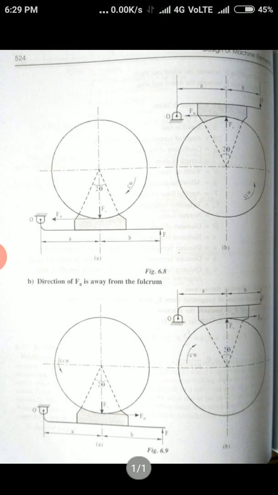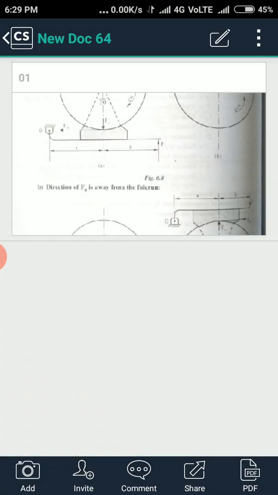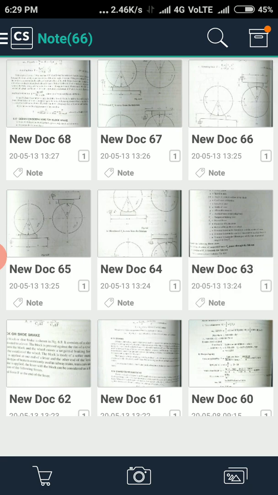So coming to the notations, we can see here.